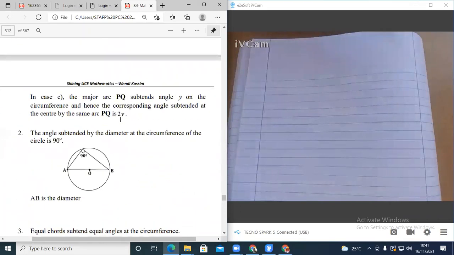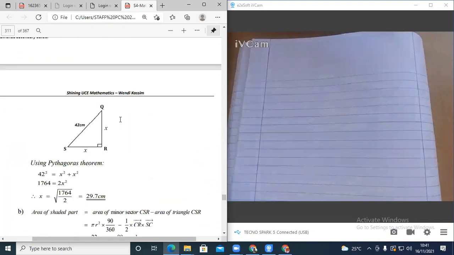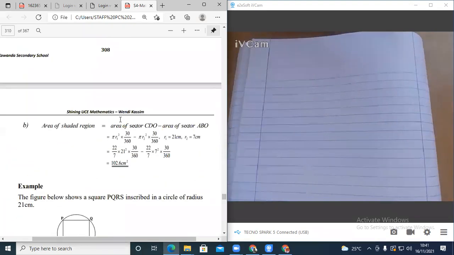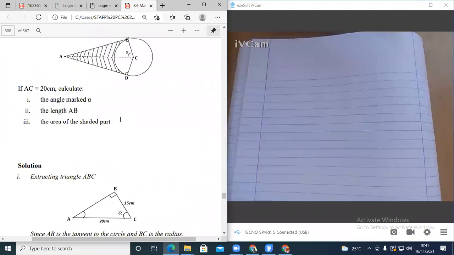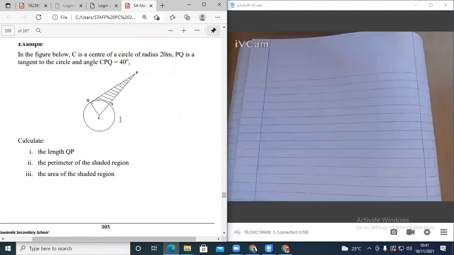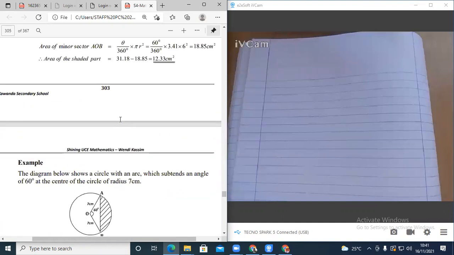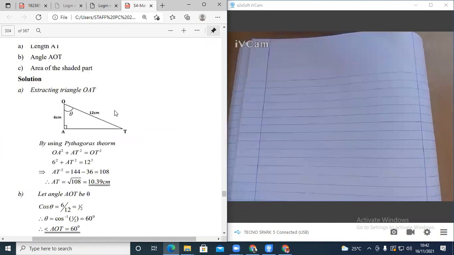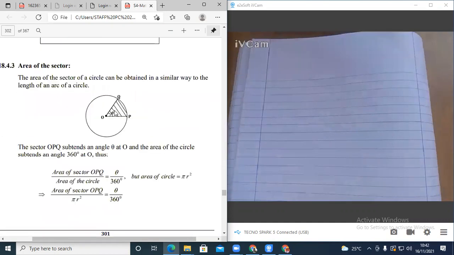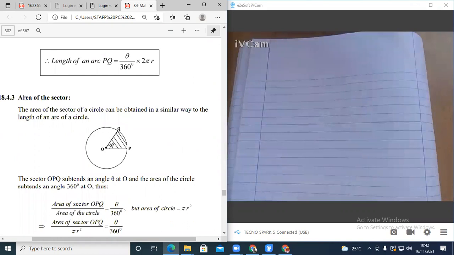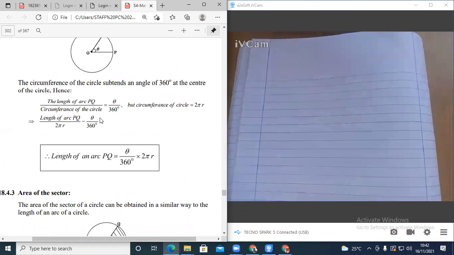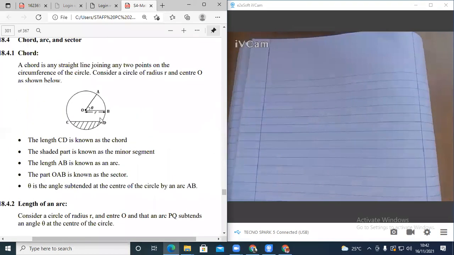But the other thing that you should know is this, and we are going to use it in this section that we are going to look at. We are going to use all these formulas: area of a sector, length of an arc. We are going to apply all those things in this section. You should know what a chord is. You should know what a sector is for you to understand the next chapter that we're going to look at.